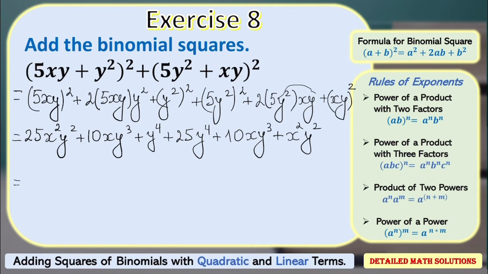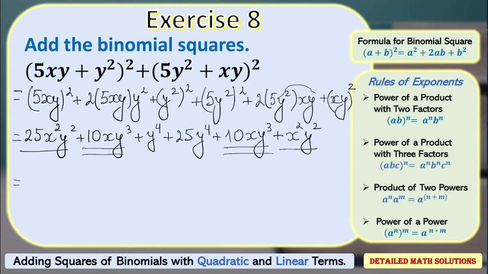As a last step, I need to add all terms that are like. Like or similar terms are the terms that have the same literal parts. So I can add 25x squared y squared with x squared y squared. I can also add 10xy cubed and 10xy cubed. I also can add y to the 4th power plus 25 y to the 4th power.